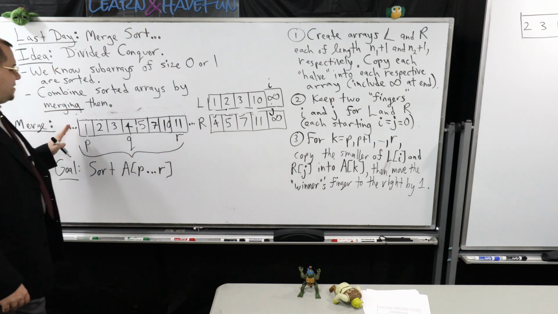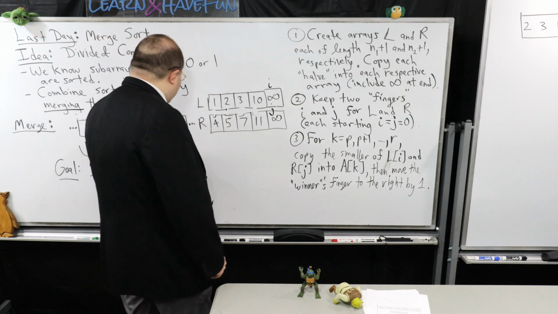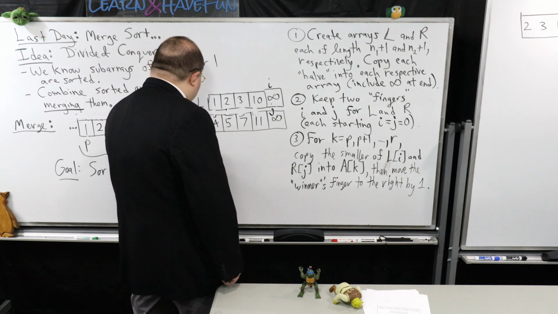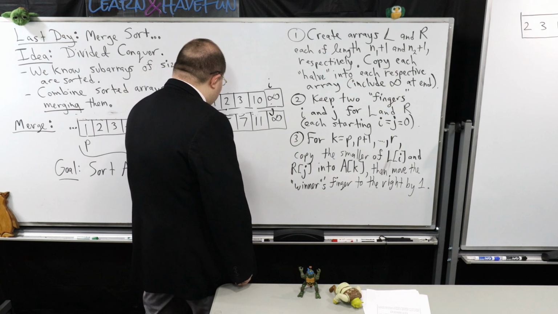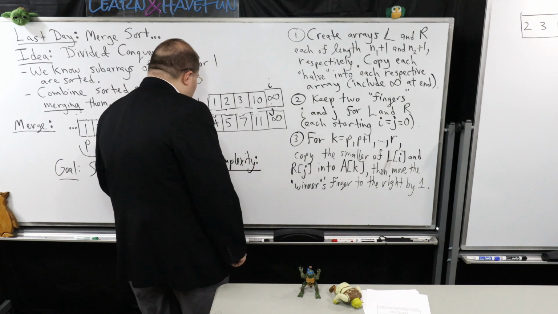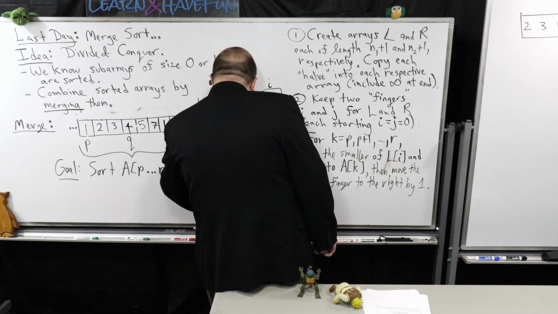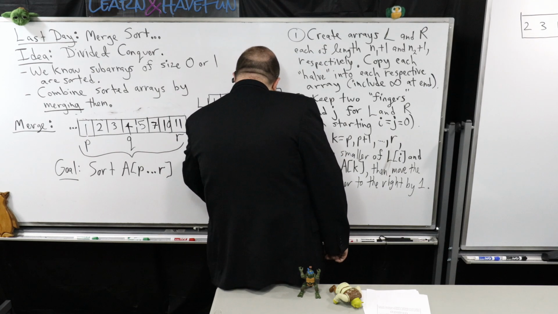Now notice that it's sorted. Just like partition, if you walk through the pseudocode, I encourage you to try looking through it. The time complexity of this is going to be n1 plus n2.